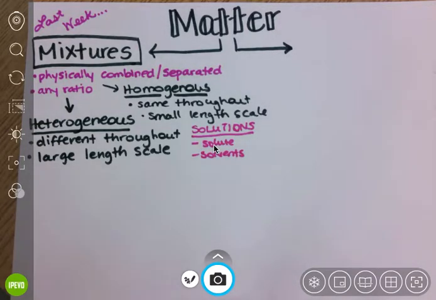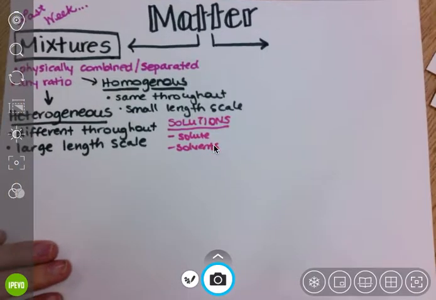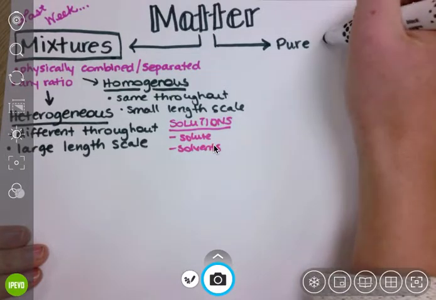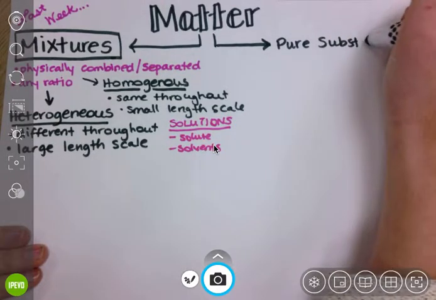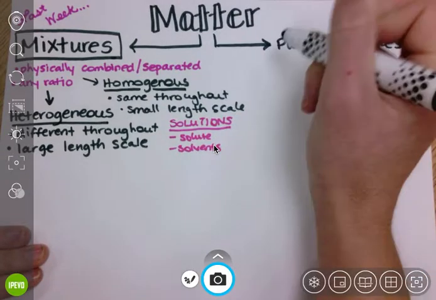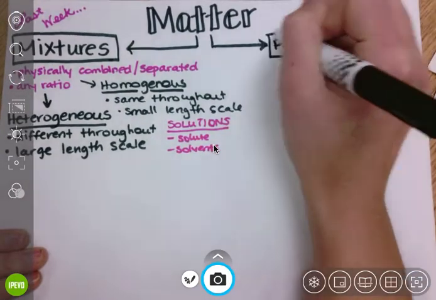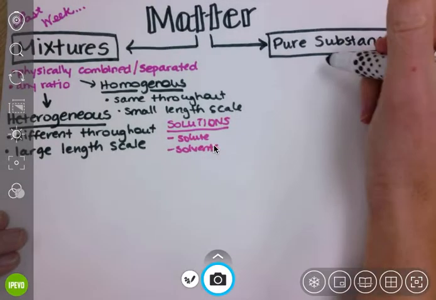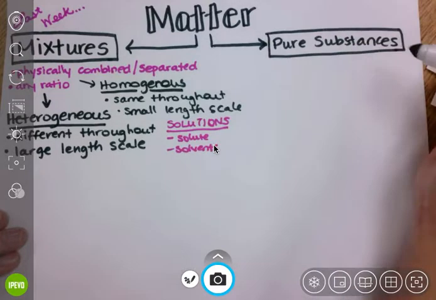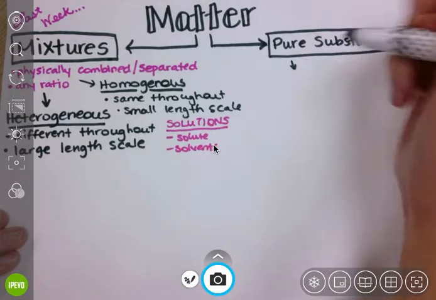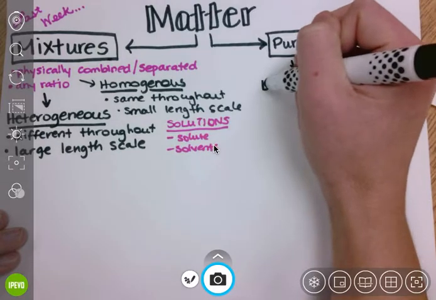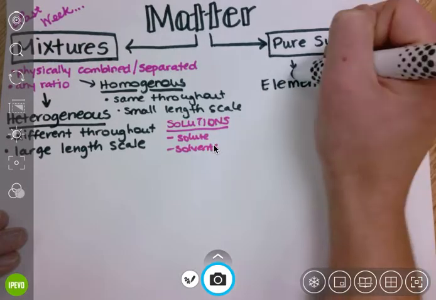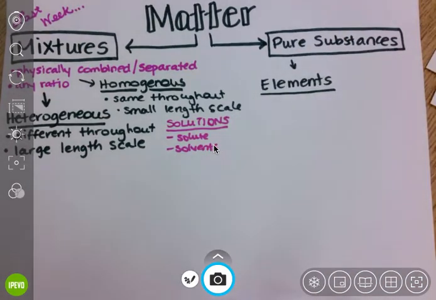So this week, we're going to be focusing on the other side of matter, right? We're going to be talking about pure substances. And in talking about pure substances, just like there were two types of mixtures, there are two types of pure substances. Our first type, it might be easier if I just make a small arrow down, and then we'll make a bigger arrow and use more of the paper, are called elements, okay? So elements are our first type of pure substance.